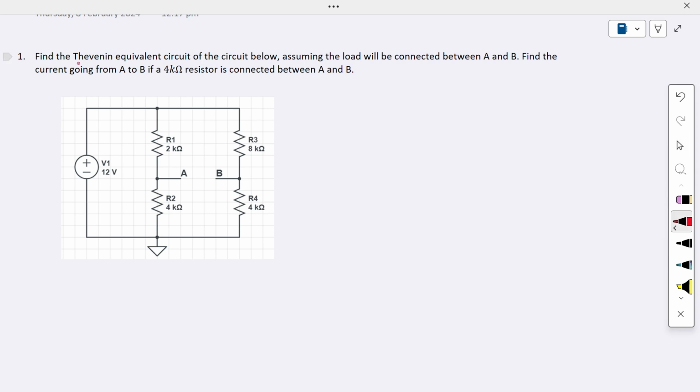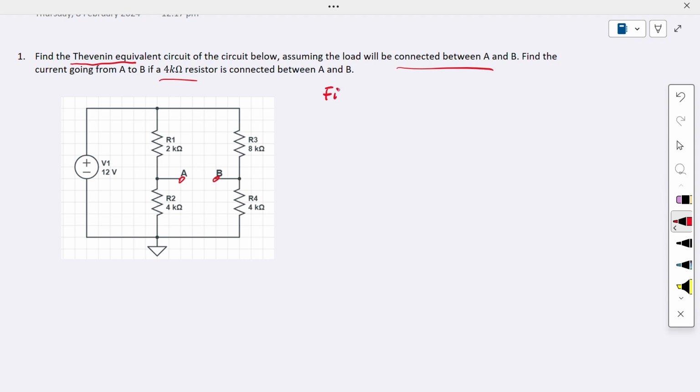So we see these questions. Find the Thevenin equivalent circuit. Assume the load will be connected between point A and point B, and find the current going from point A to point B if we have a 4K resistor connected between A and B. So find the Thevenin equivalent circuit means we need to find what is the VTH and the RTH.